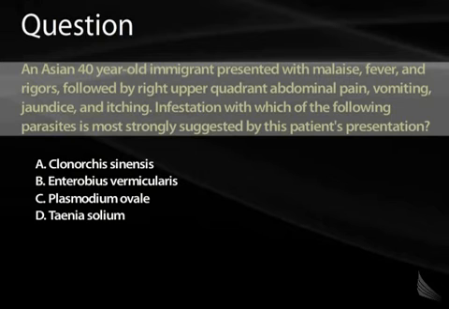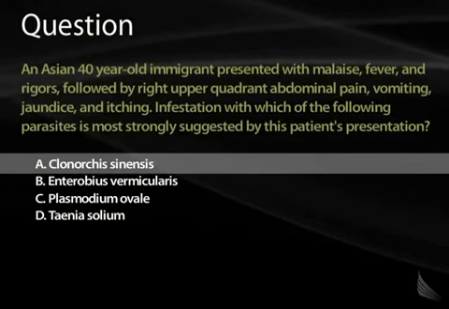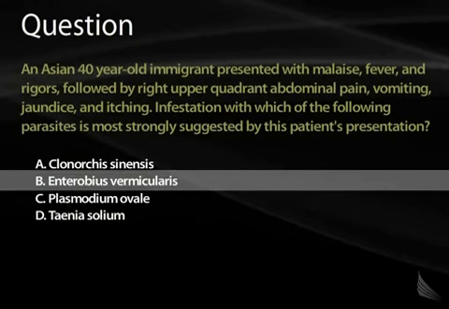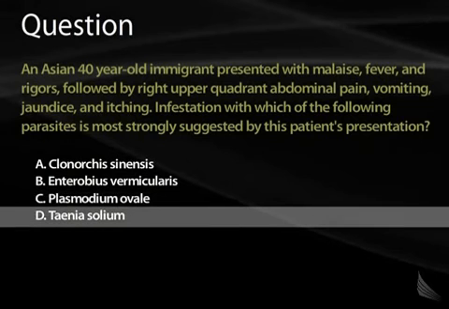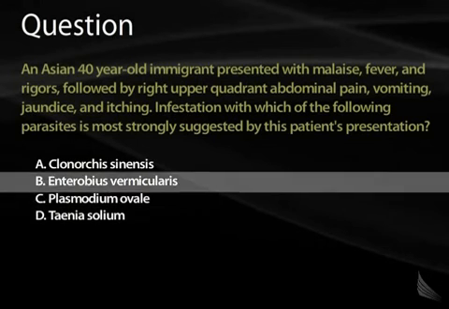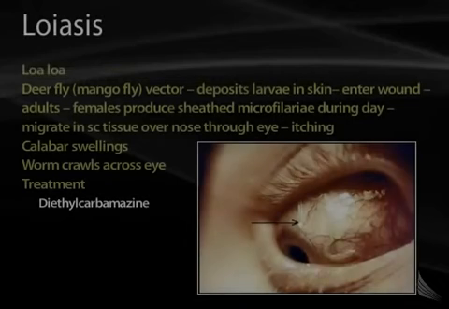The jaundice and the right upper quadrant pain point us to the liver, and then we think of the liver fluke, which is Clonorchis sinensis. Enterobius vermicularis we know causes anal itching, or anitis. Plasmodium ovale causes malaria, which is going to give us paroxysmal fevers. And Taenia solium is the pork tapeworm, which is going to give us more of a GI system problem. So when you've got jaundice and right upper quadrant pain and we know it's a parasite, think of Clonorchis.